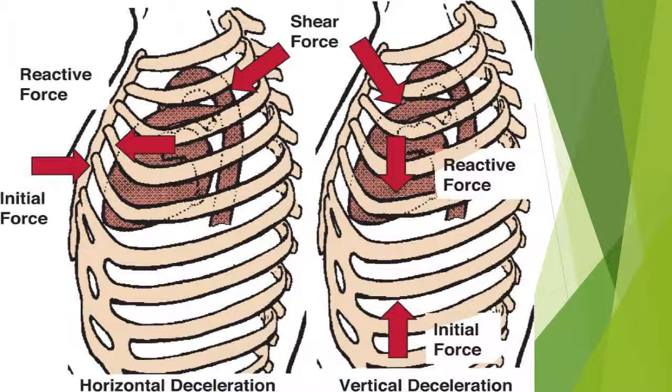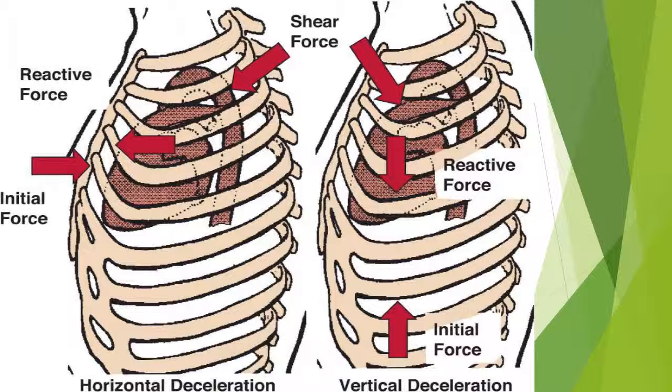As shown in this diagram, regarding horizontal deceleration, the initial force could be either the steering wheel hitting the chest or the steering wheel hitting the door. When this happens, there is a reactive force of the heart keeping on moving forward. The junction of the fixed and the mobile portion is the descending thoracic aorta, and that gets either torn or transected.